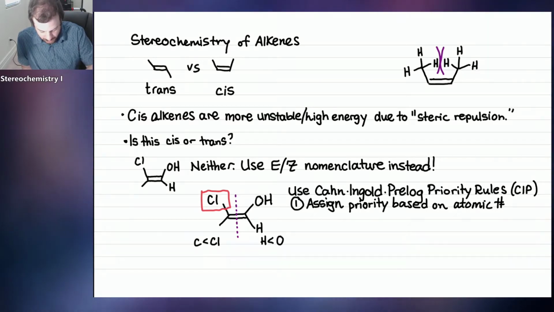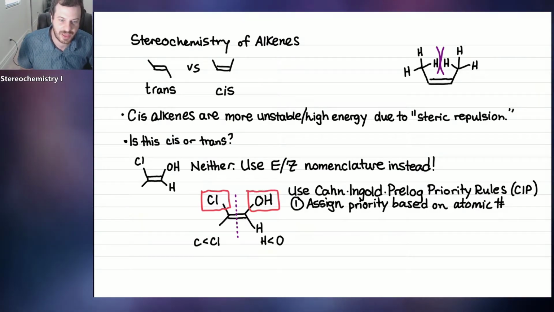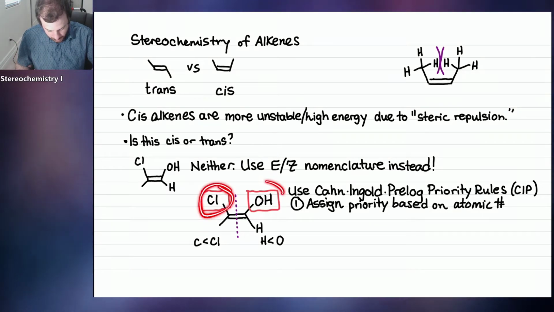So oxygen is our winner. So we'll just put a box around oxygen. And so you can see here that our 2 winners are on the same side. They're both on the top. If one was on the top and one was on the bottom, that would be different sides. But our chlorine and our OH are both on the same side, so we call this Z.